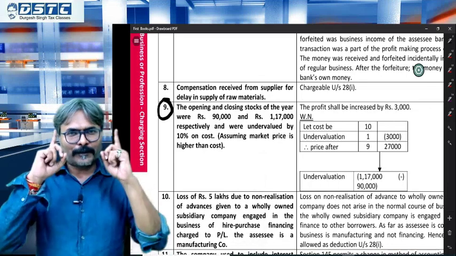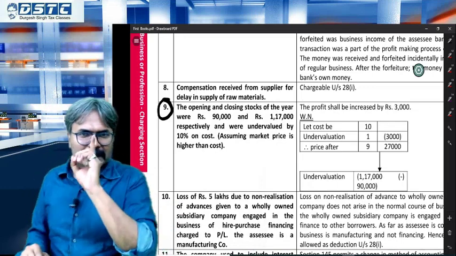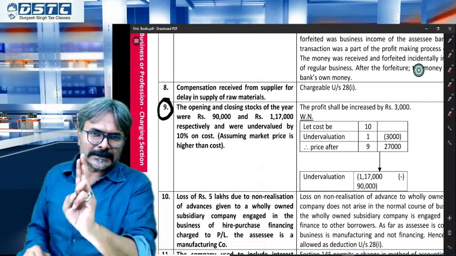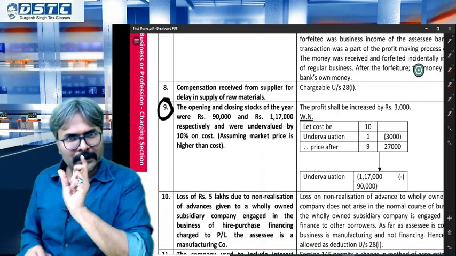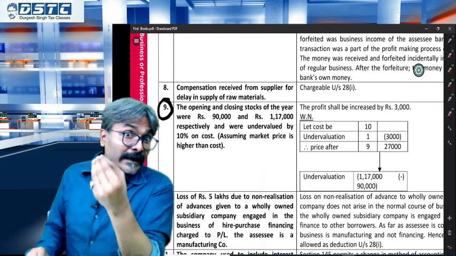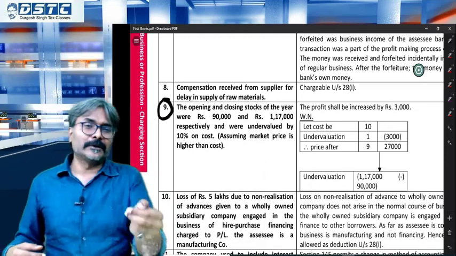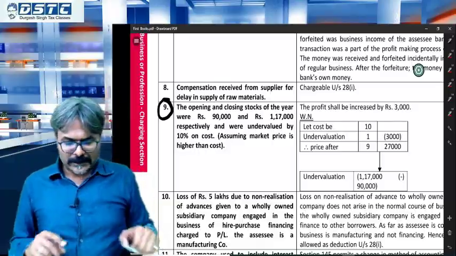So this is the conceptual memory you should always keep in mind. In PGBP, 70% of the final profit depends on the commercial accounting principle, and the balance 30% of the final profit depends on the specific adjustment in that particular head. Fine, students, so this is how it has to be considered.